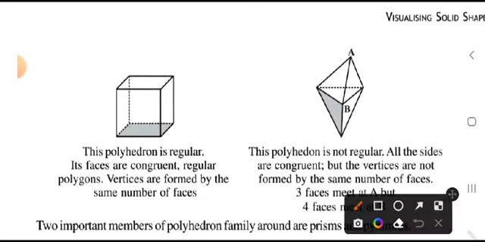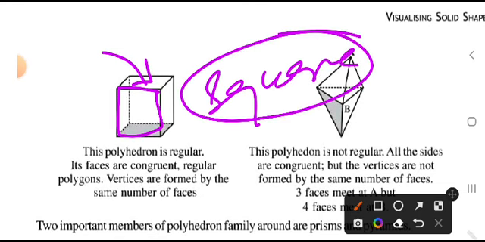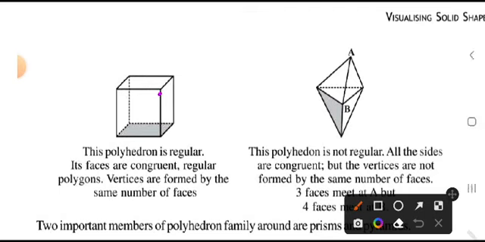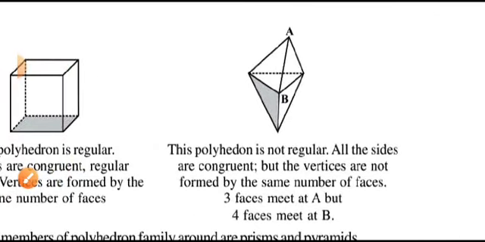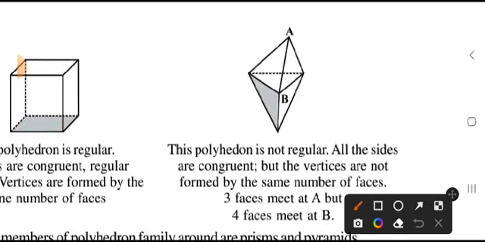So in case of a cube, all the faces are squares, which are regular polygons, and on each vertex we can find 3 faces. So this will be an example of a regular polyhedron. But why will this polyhedron not be regular?